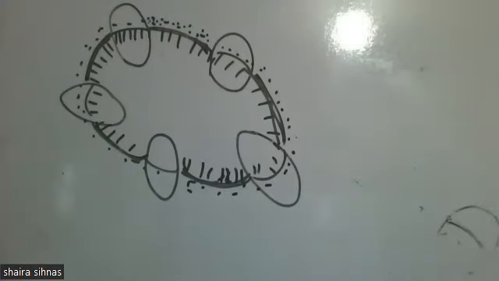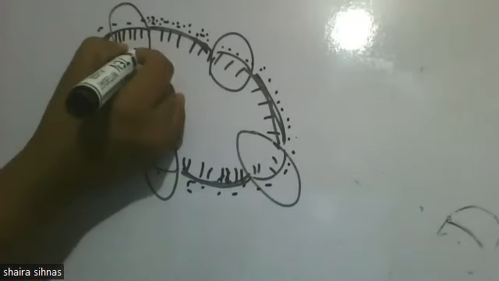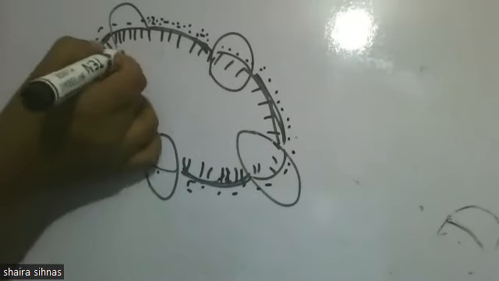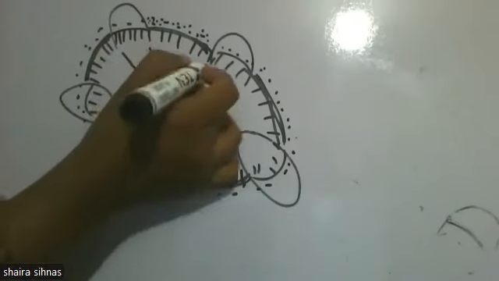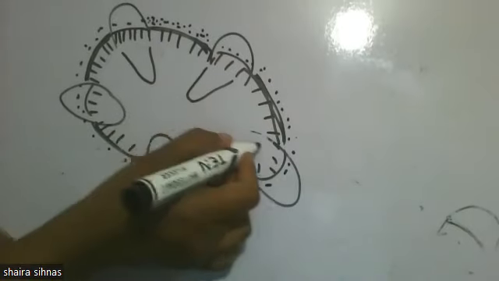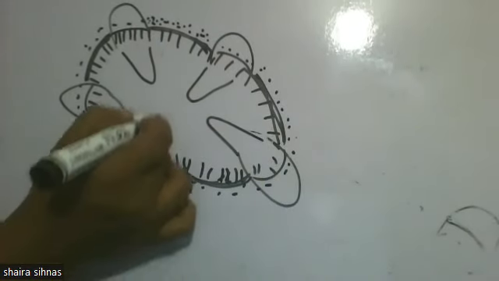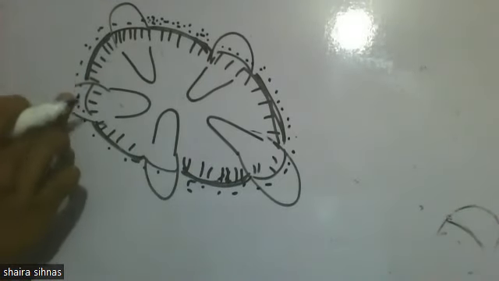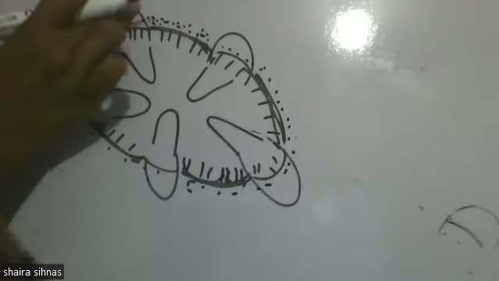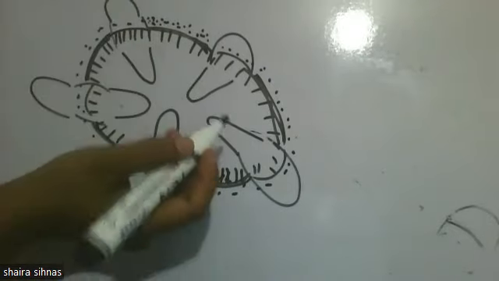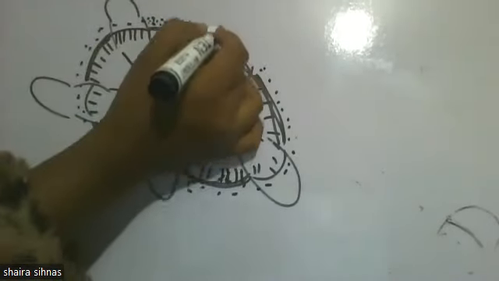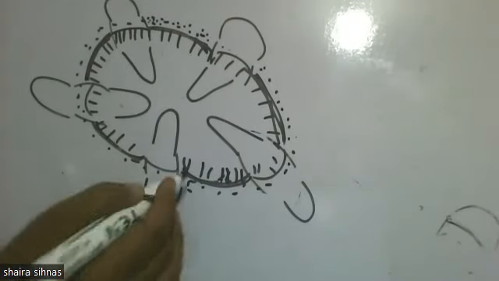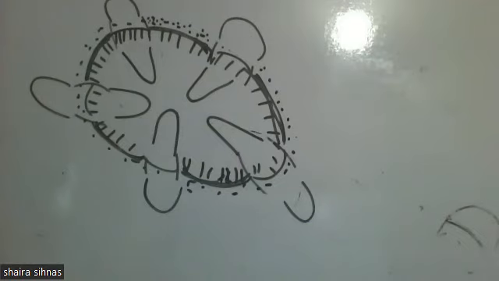So when this is happening, see, this is the primary xylem. When new cells are forming, these are pushed towards inside. The primary xylem are pushed towards inside like this. Then the primary phloem are pushed outward like this. Right. So now two new layers are formed.